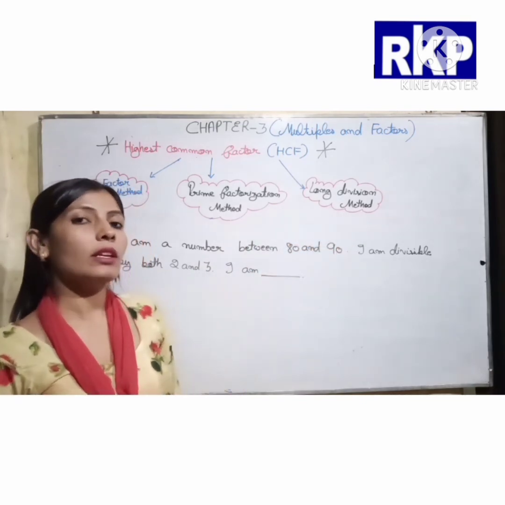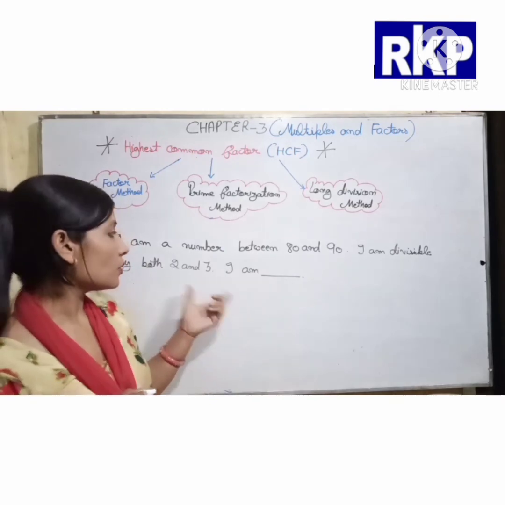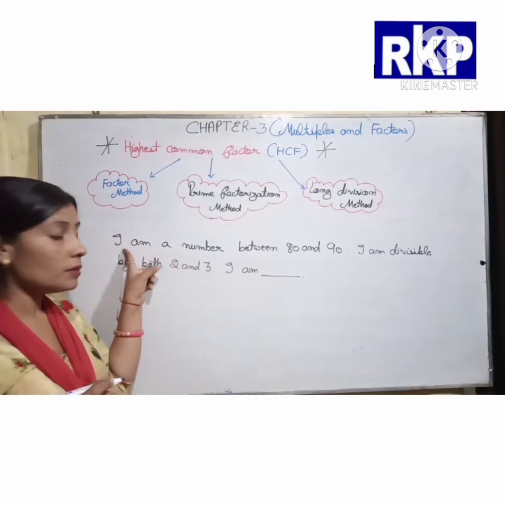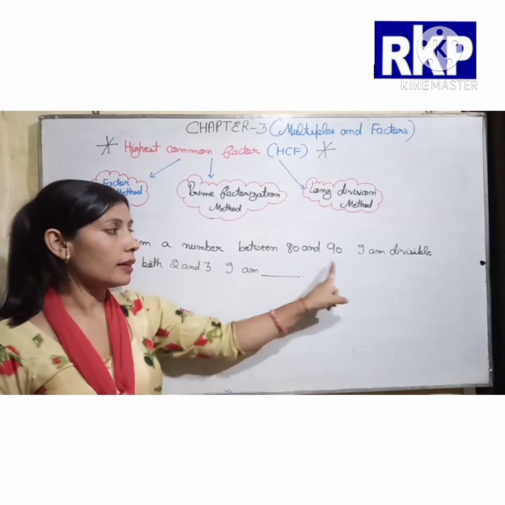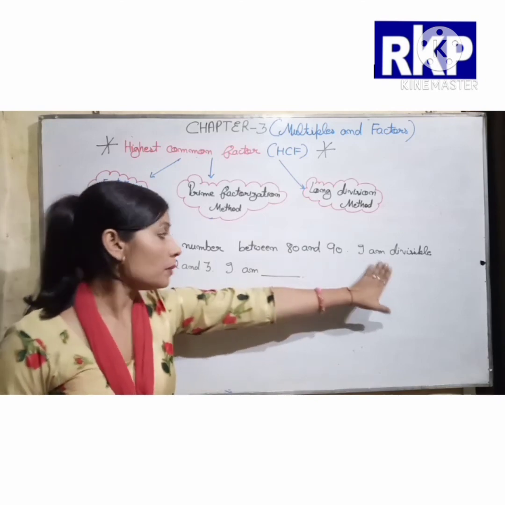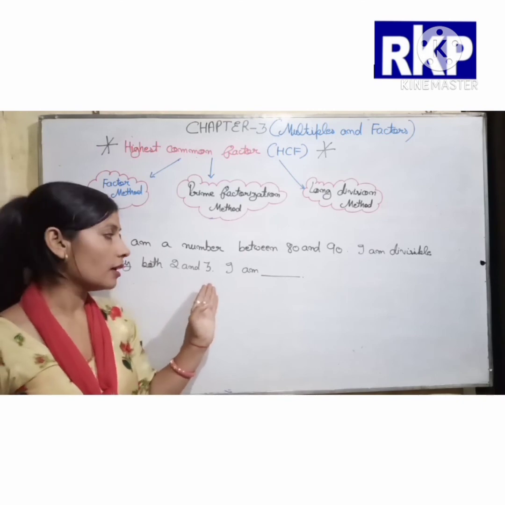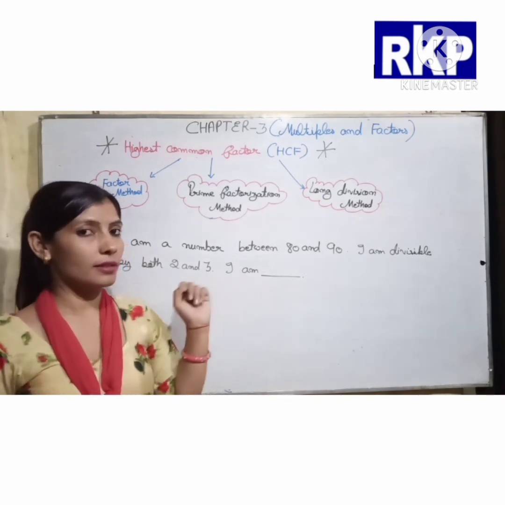Now beta, I will give you one more question. Okay. You have to tell the answer of this question. Okay. What is the question? I am a number between 80 and 90 and I am divisible by both 2 and 3. I am dash. So you have to tell the answer. Okay.